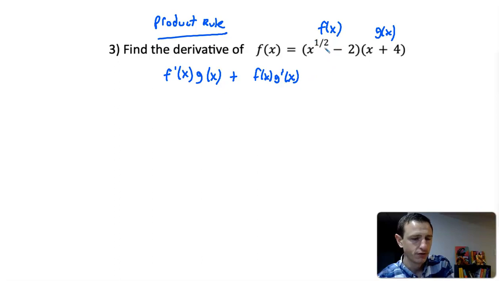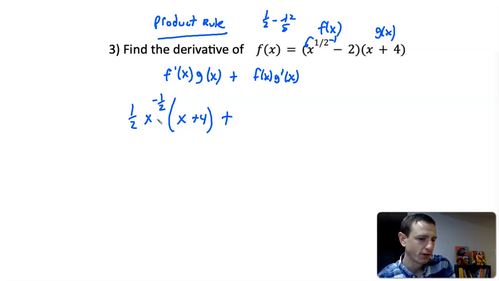So let's take the derivative of f of x. That is going to be 1/2 times x, and then 1/2 minus 1 is going to be negative 1/2. I'm going to rewrite that at the end. And then this is times the original second. So that's going to be x plus 4.